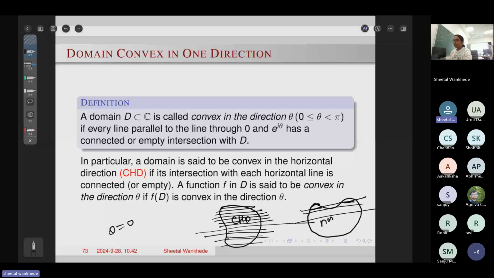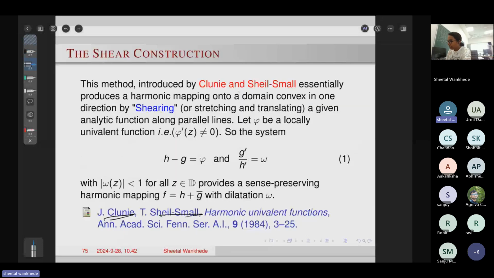So for that, a very important method was given by Clunie and Sheil-Small. It's called the shear construction. They introduced this method to construct the harmonic mapping from an analytic function. Shearing means here stretching and translating. That means we have one analytic function and we stretch that function through this dilatation w, and the deformed geometry which comes out gives you this harmonic mapping h plus g bar.